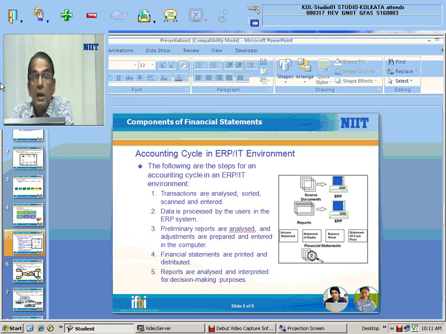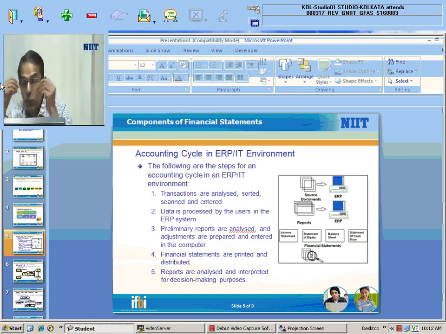So in the ERP or the IT environment, things are done a little differently, because here we have the help of a software which can do whatever processing is needed for the purpose of accounting, for generating various reports, etc. When you go to work, you will mostly be working in an ERP or IT environment, and these will be the steps involved in the accounting cycle, where transactions will be first analyzed, sorted, scanned, and then entered in the software.